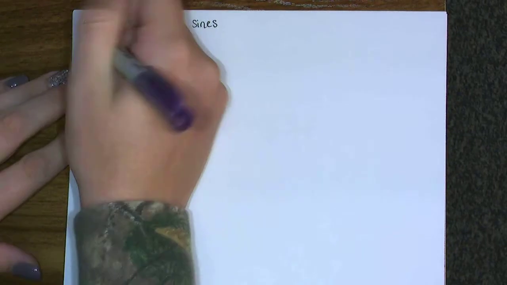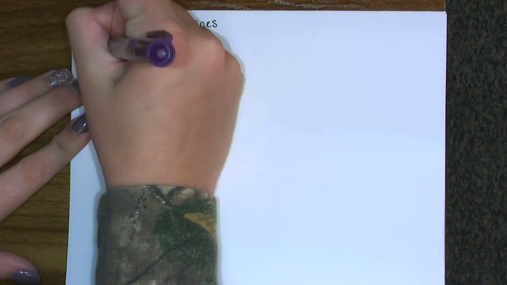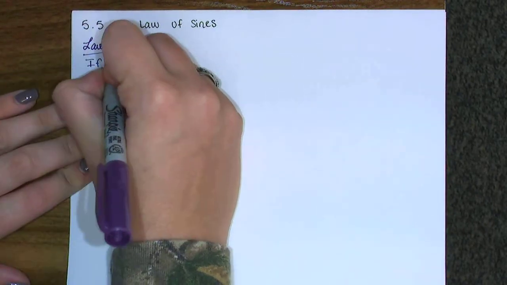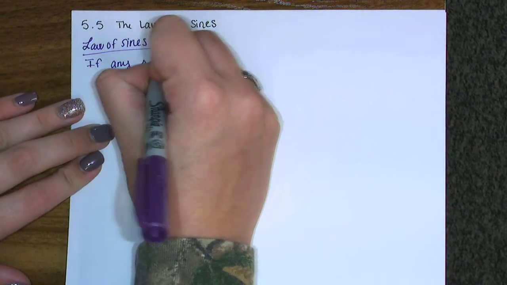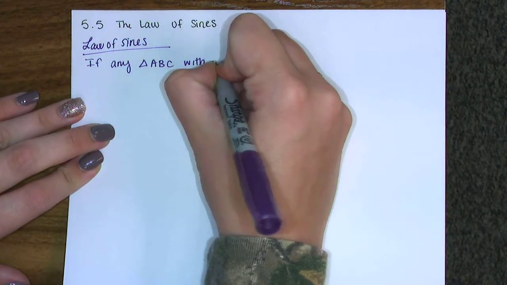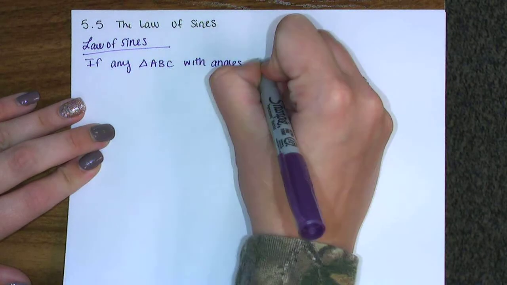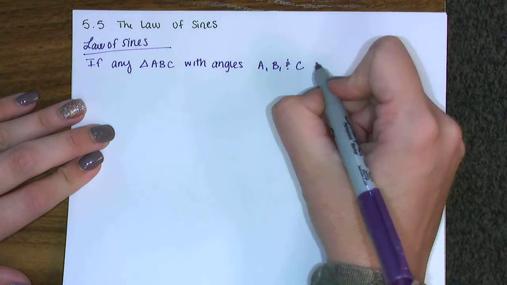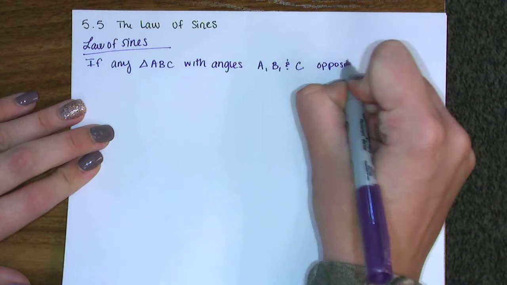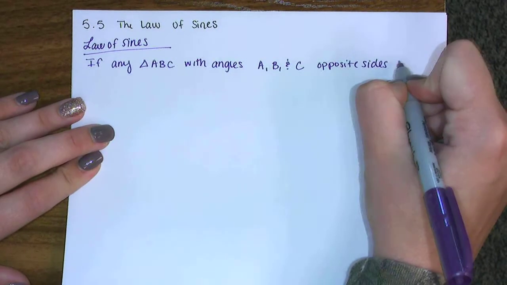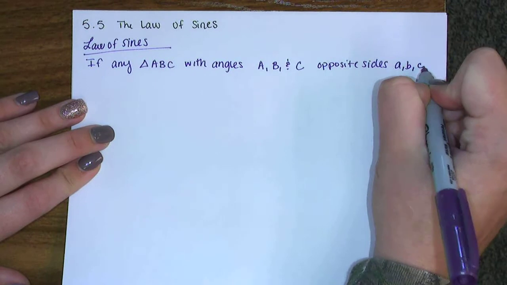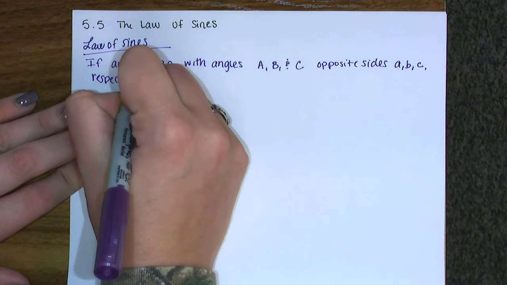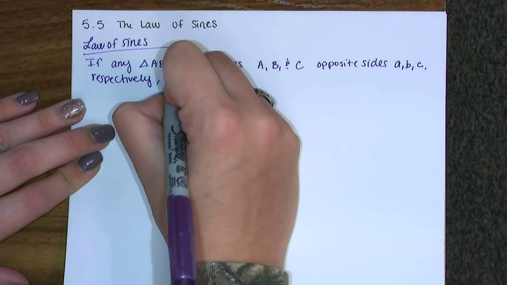But what does the actual law say? So the law of sines says that if any triangle ABC with angles A, B, and C, and it is important that these are all capital, they're opposite sides, and these are all lowercase, a, b, and c, respectively. The following is true.